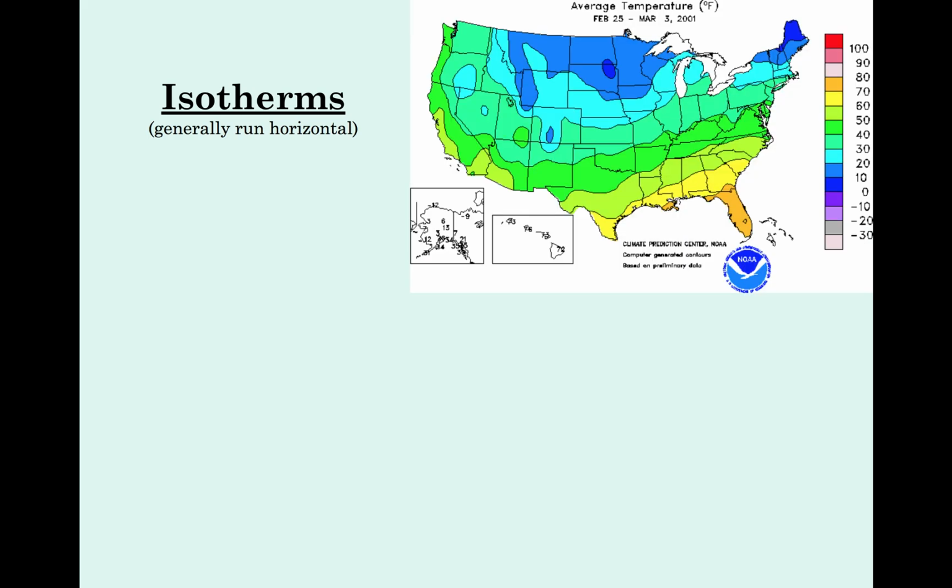So first, let's look at isotherms. Isotherms connect points of equal temperature. So every point along this line will have the exact same temperature. Isotherms generally run horizontally. That's because in northern latitudes, we typically have colder weather, whereas in southern latitudes, we typically have warmer weather.